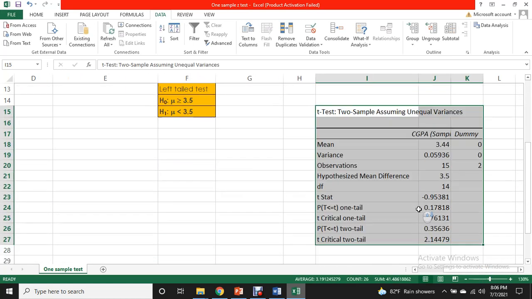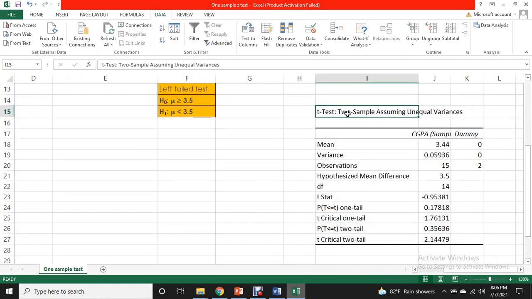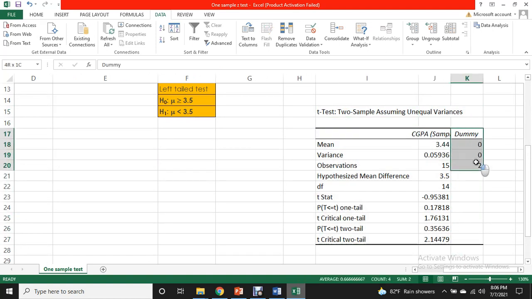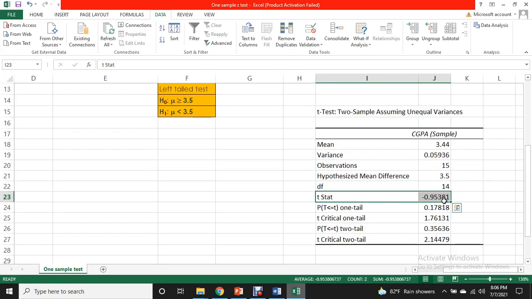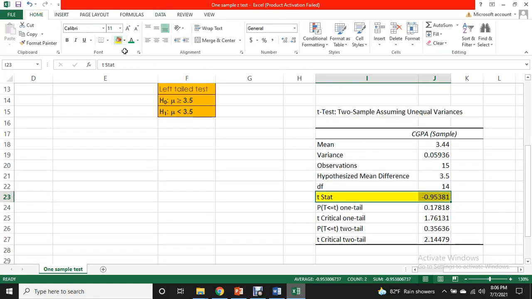So you can see that we got our one sample t-test. This is the result. We do not need this one. Here you can see the mean of the sample is 3.4, with the variance calculated from the sample, observations 15, hypothesized mean difference 3.5, degrees of freedom 14, and t-stat. Here you got the z-stat, which is minus 2.32, and here you get minus 0.95. So it is low.